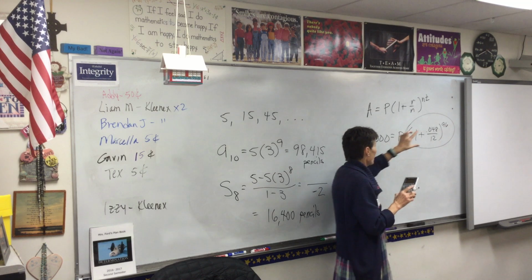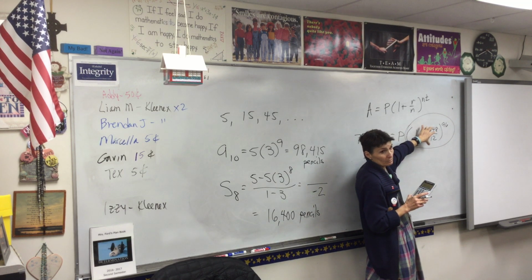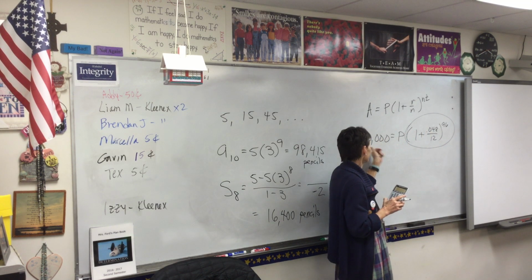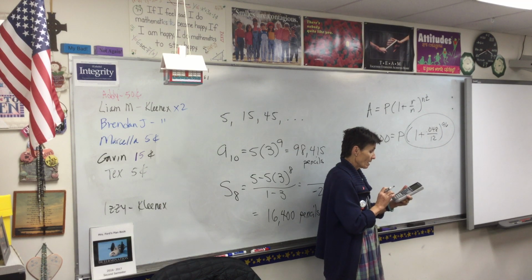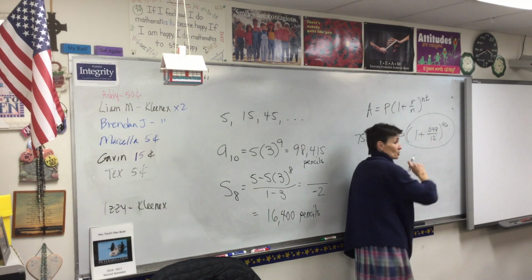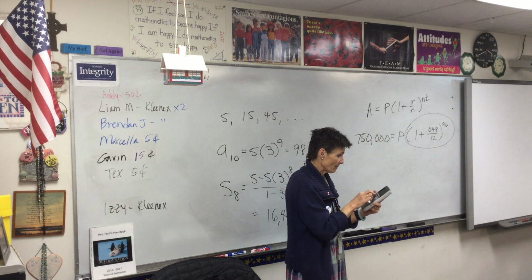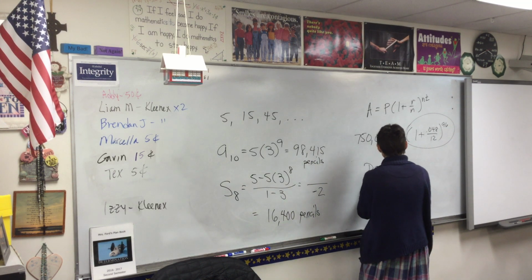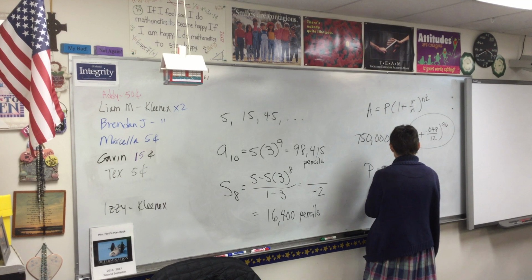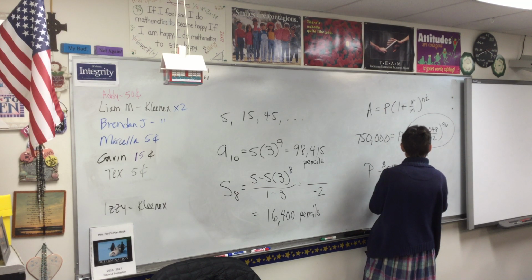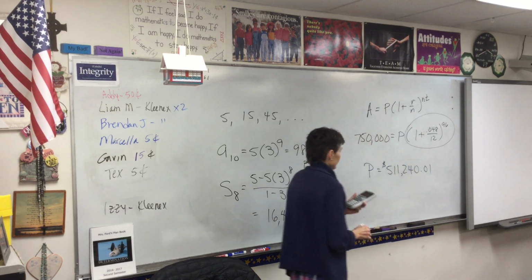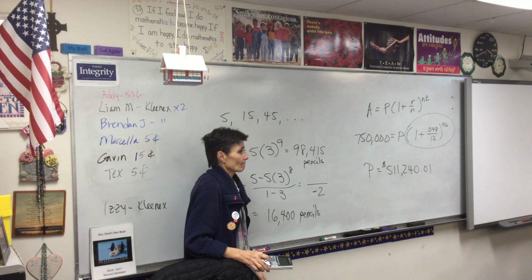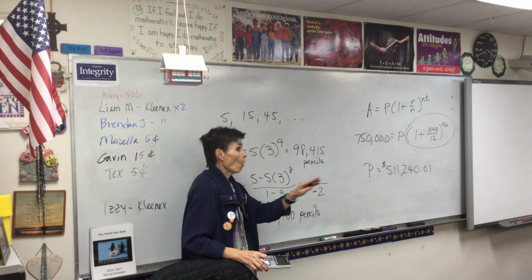Now I have this value. I need to know what this is, so what do I need to do? Divide 750,000 by this number, that you're either going to type back in or hit divided by second answer. Oh no, poor Dr. Greer. He would have to deposit $511,240.01. He doesn't have that much. Okay, that's the whole test.